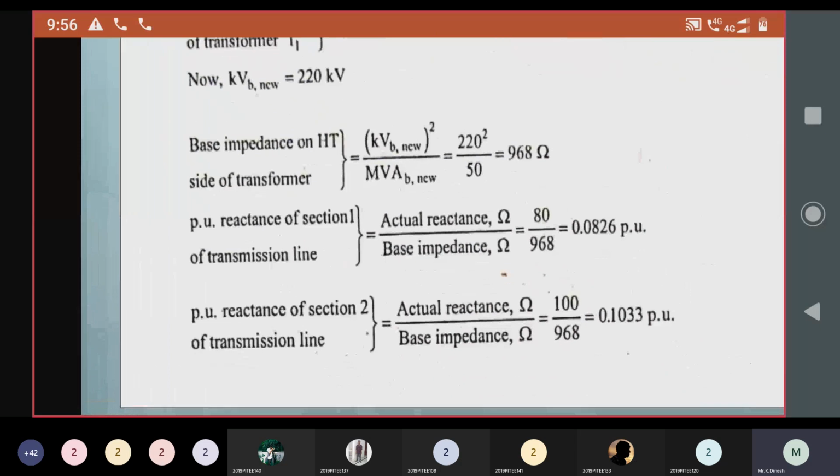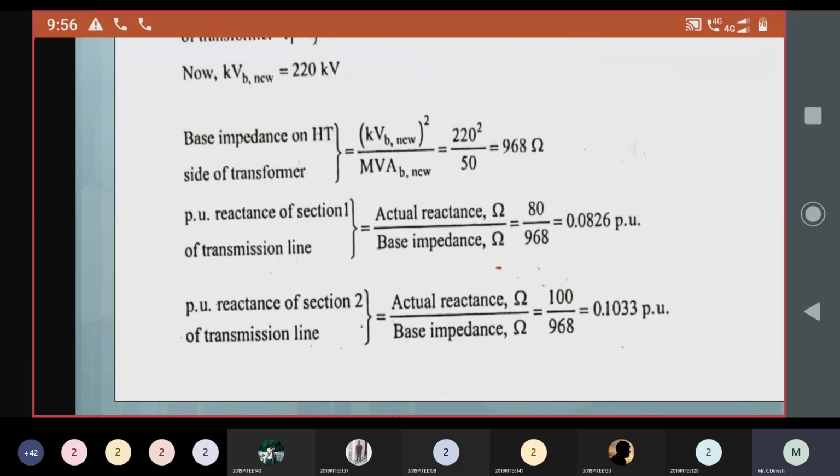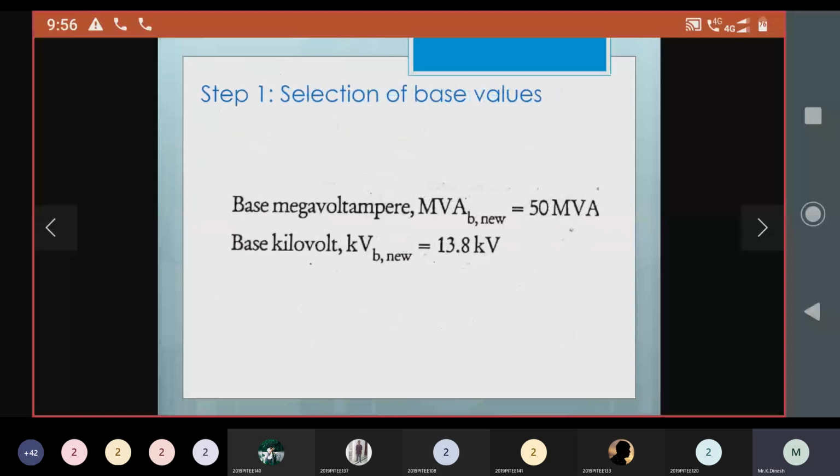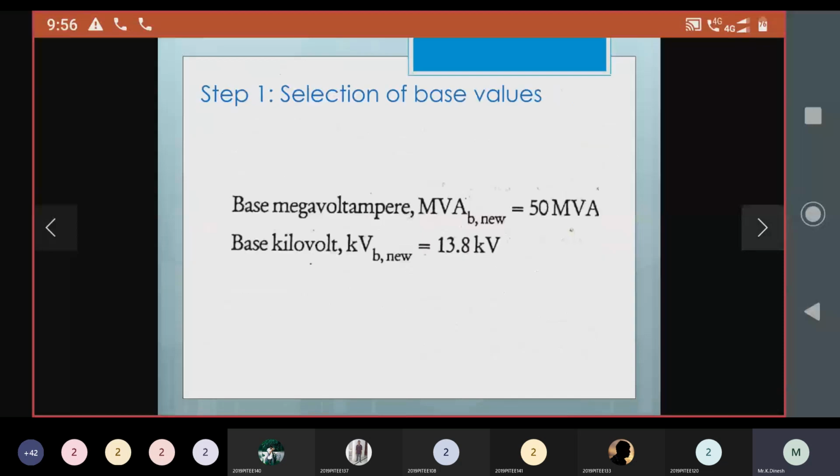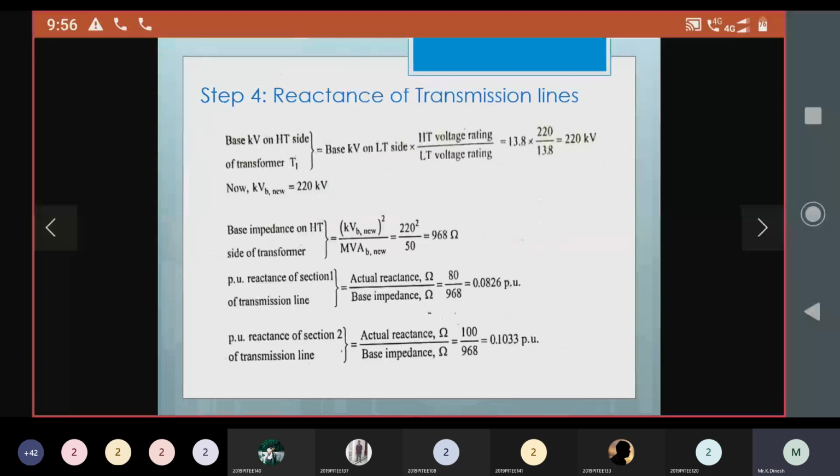You have two sections of the transmission line. The problem clearly mentions two sections. Section 1 is J80 ohms and section 2 is J100. For section 1, it is actual reactance by base, 80 by 968, which is 0.0826 per unit. Likewise, for the 100 ohm transmission line, actual is 100, base is 968.